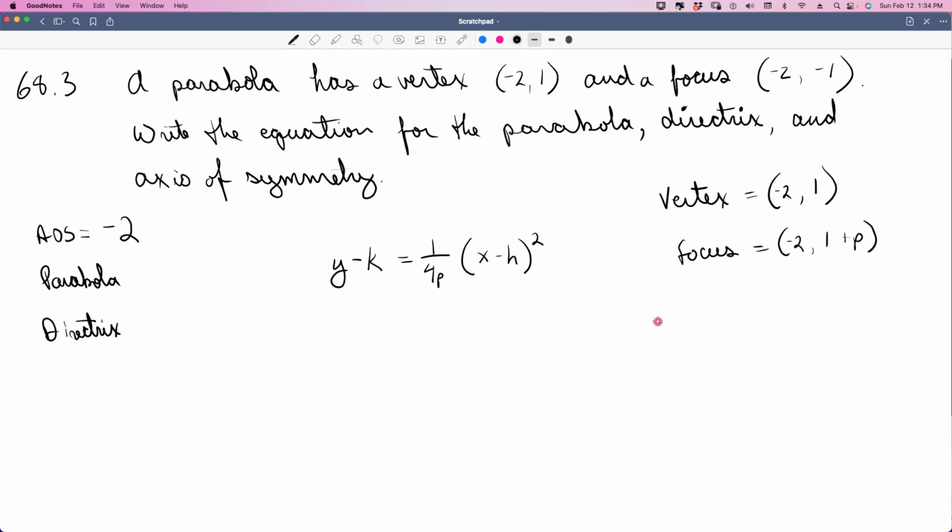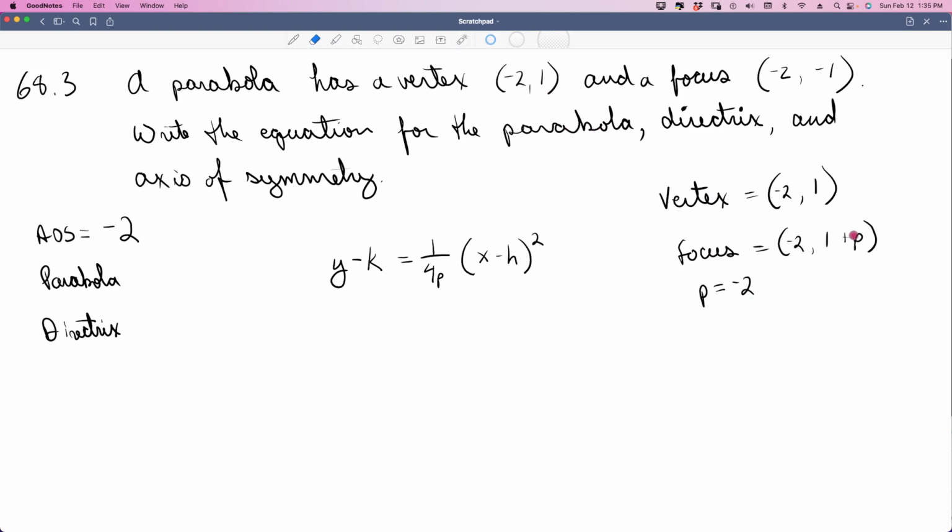The focus is going to be 1 plus p. Well, in the focus, 1 plus p is a -1. So I'm going to set 1 plus p equal to -1 to find out what p is equal to. And p is equal to, if I subtract 1 from both sides, p is equal to -2. So that is my value for p, which allows me to now complete the equation.